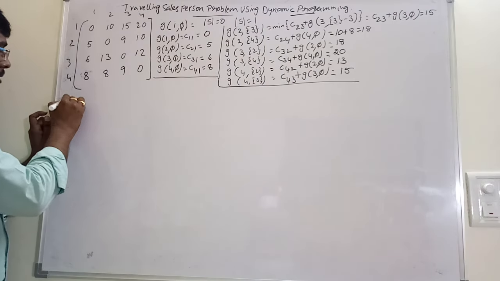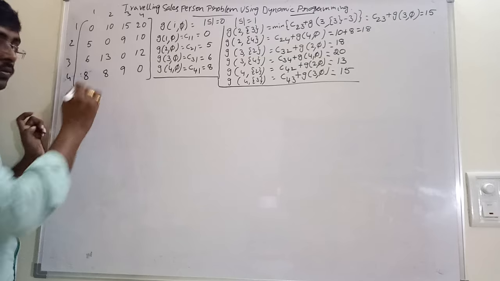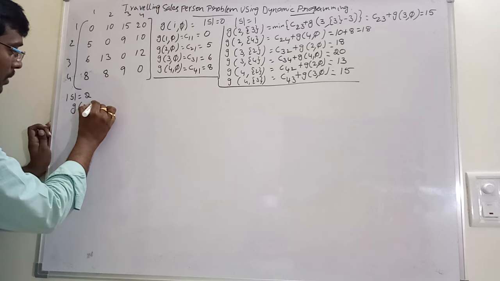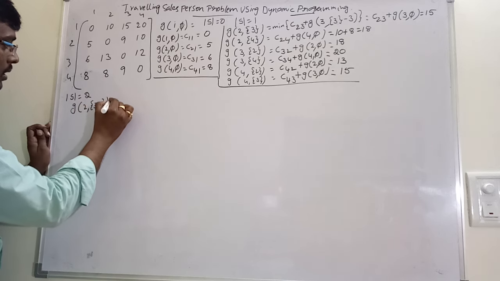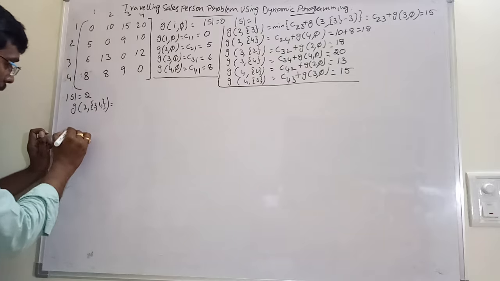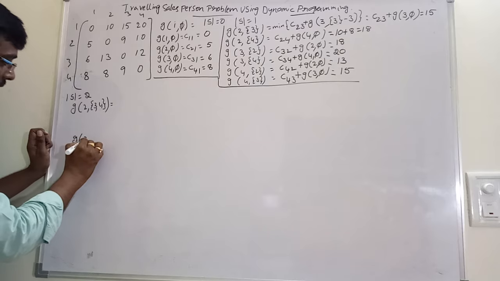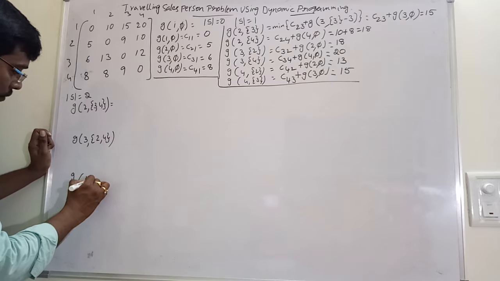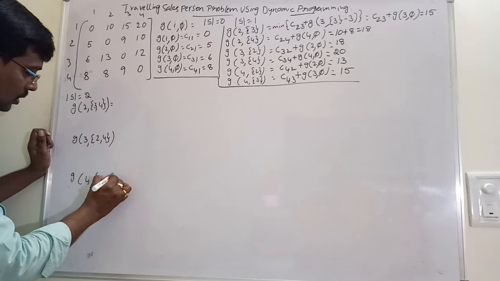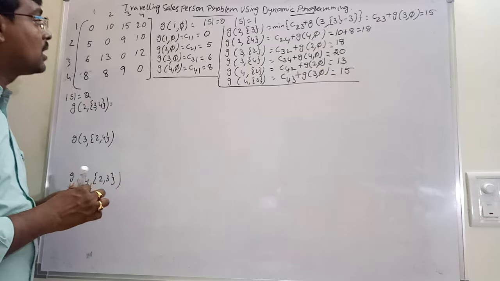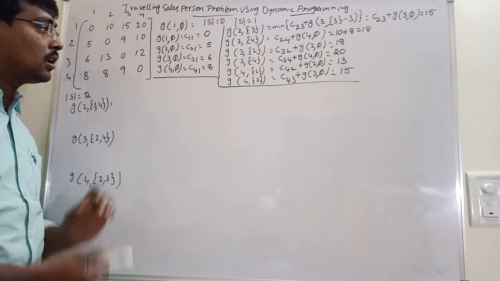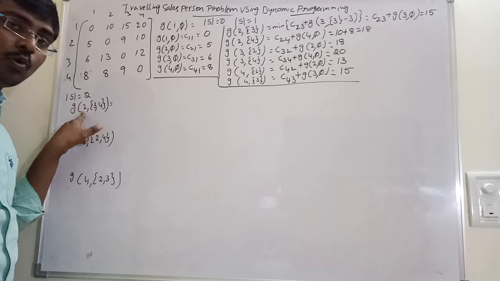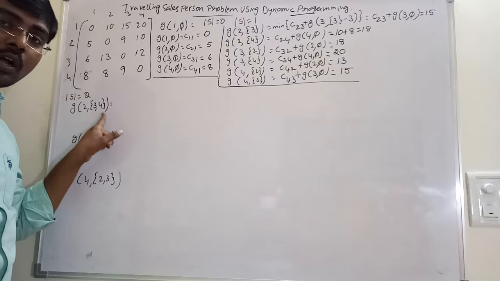Now calculate |S| equals 2. That means g(2,{3,4}), g(3,{2,4}) and g(4,{2,3}). For example, if the graph is a 5 by 5 matrix, we would have g(2,{3,4}), g(2,{3,5}), g(2,{4,5}).